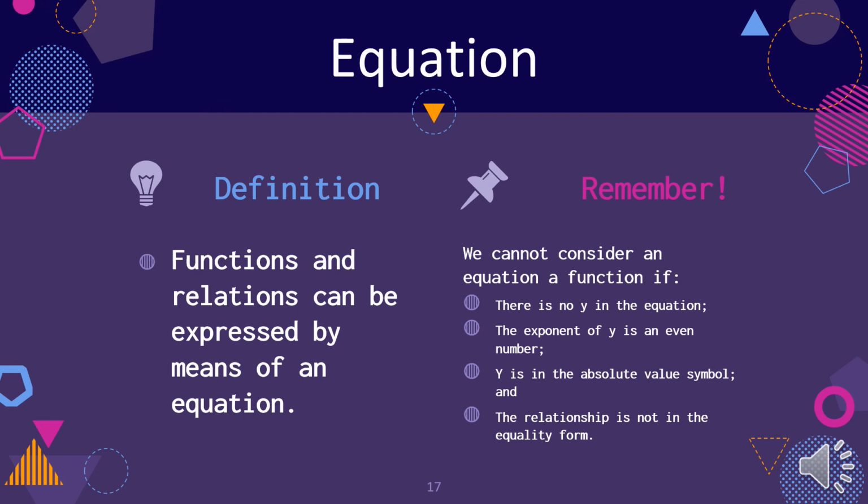And always remember that we cannot consider an equation a function if, first, there is no y in the equation. Second, the exponent of y is an even number. Third, y is in the absolute value symbol. And last, the relationship is not in equality form.